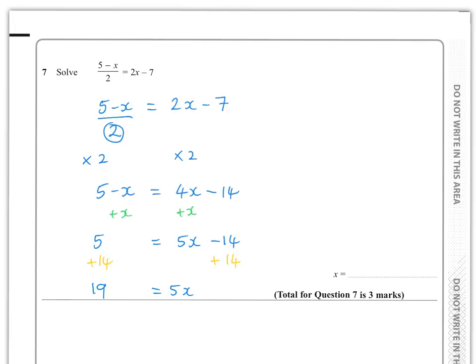And then I'm going to divide by 5 both sides. And that's going to give me the answer of 19 fifths equals x. And I'm going to write that just there. Now, obviously you might want to do that on your calculator. I wouldn't bother, to be honest, but 19 fifths is going to be 38 tenths, which is 3.8, but the fraction is absolutely fine to leave it like that.